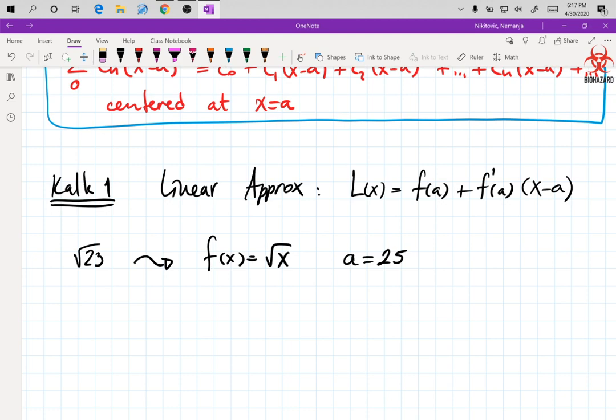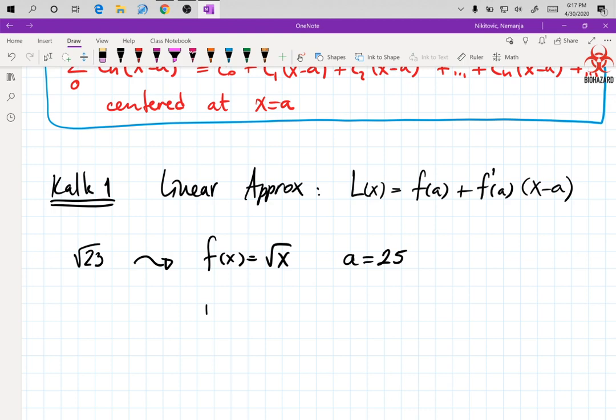So later on when I say centered at a, it has to be close to what you actually want to compute. It has to be in that neighborhood, that area. We'll see examples obviously for Calc 2 later on. This is still Calc 1.